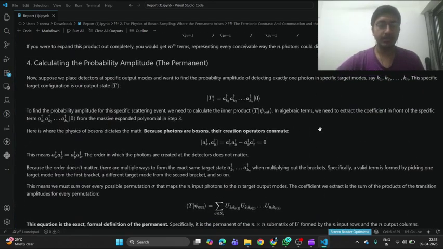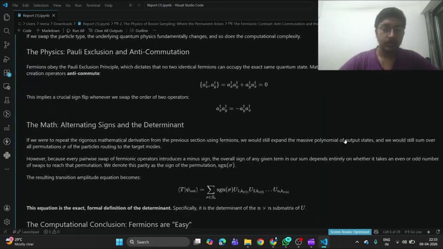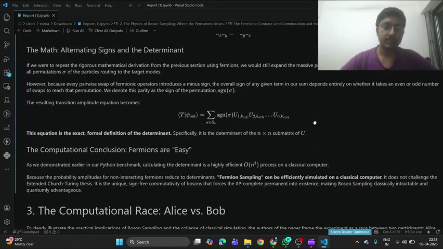Doing a similar permutation operation as we did for bosons, we find that the output probability amplitude has a plus or minus sign depending on whether the permutation is even or odd, which is the exact mathematical structure of a determinant. So in this case, the probability amplitude depends on the determinant of the n cross n submatrix of the initial unitary U. Since we know that determinants can be calculated efficiently on classical computers, the problem of fermionic sampling cannot be used to break our initial trilemma and challenge the extended Church-Turing thesis.